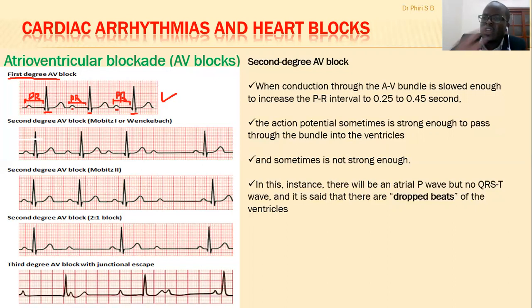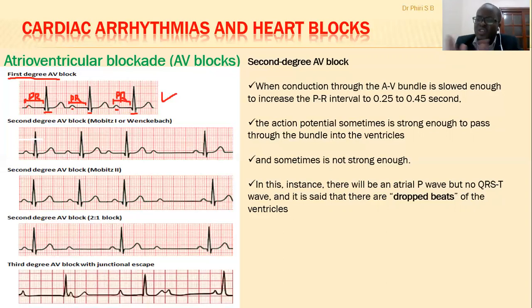So in the first degree, all the P waves were being conducted to the ventricles. But here now you have prolongation of PR, but on top of that, you have a missing QRS complex. So not all the P waves are being conducted to the ventricles. Then you have a second degree AV block. So in this instance, there will be an atrial P wave, but no QRS wave. And it is said that there are dropped beats of the ventricles.